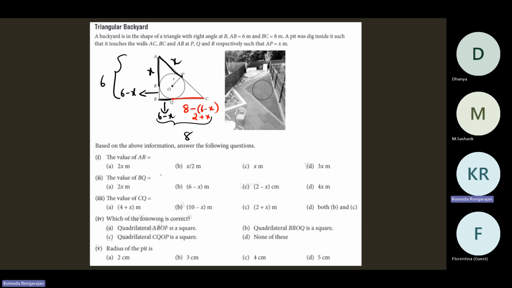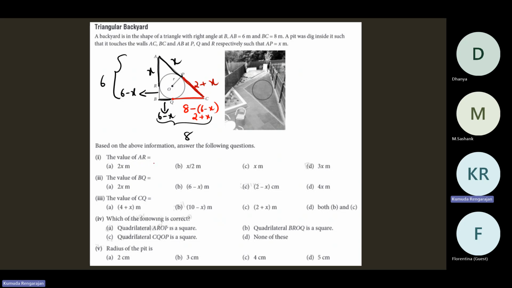All right, so what do we have to find now? I'm just marking all that as possible. So this also is 2 plus x. Okay, so we're given this is x. The whole thing is 6, so this is 6 minus x. But the whole thing is 8, so the rest of it will be 8 minus (6 minus x), which is 2 plus x. So it's 2 plus x here also. Now let's answer the questions.